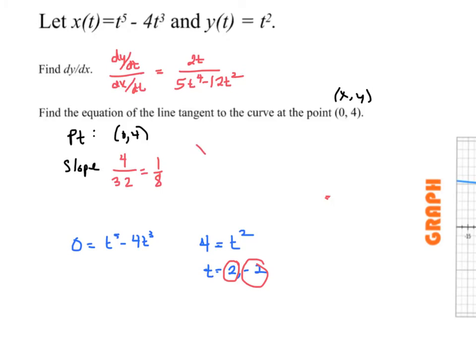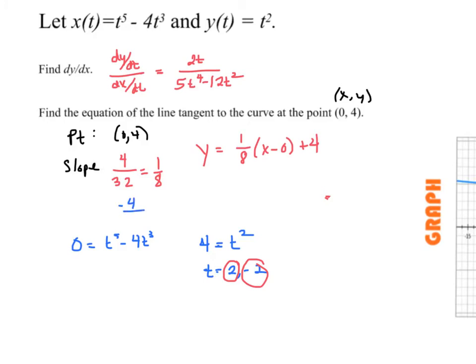So I have a tangent line of 1/8 x minus 0 plus 4. Well, if I plug in negative 2 to this thing, 2 times negative 2 is negative 4.